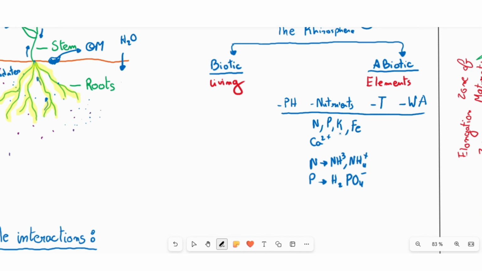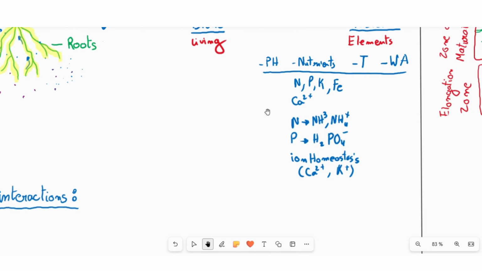Then we have potassium and calcium, which help in the ion exchange process and maintain ion homeostasis. And there's other nutrients like sodium, stuff like that. They also help. Then we have the iron, and bacteria help the plant by chelating the iron so it can be used by the plant. It's a lot easier to find in the soil.